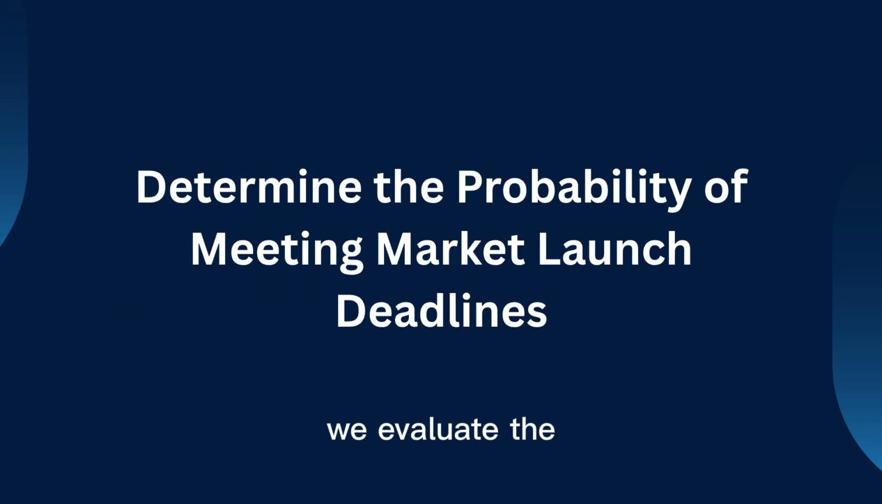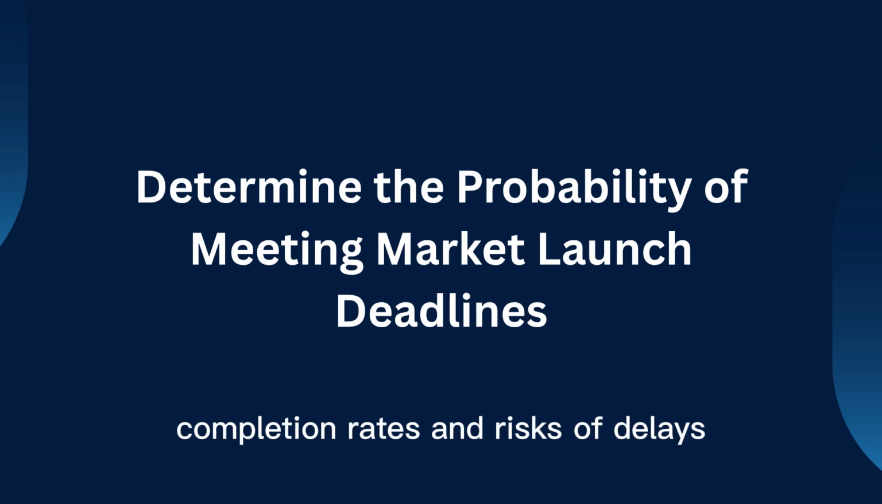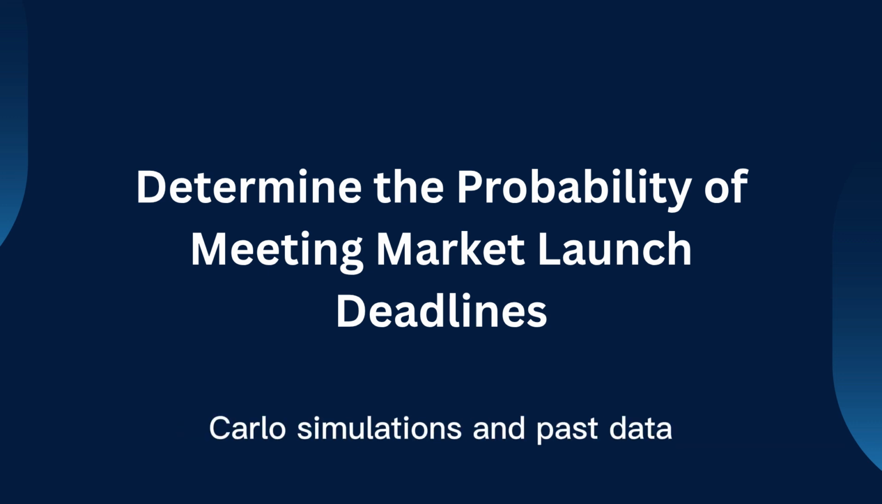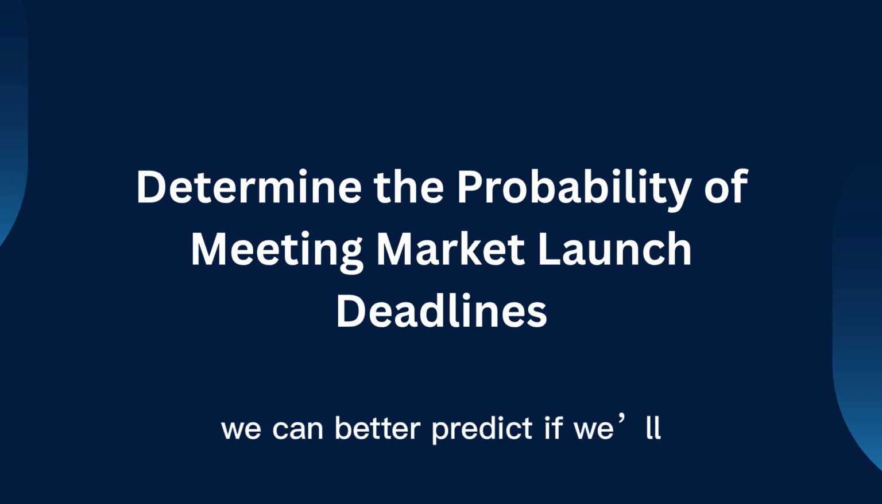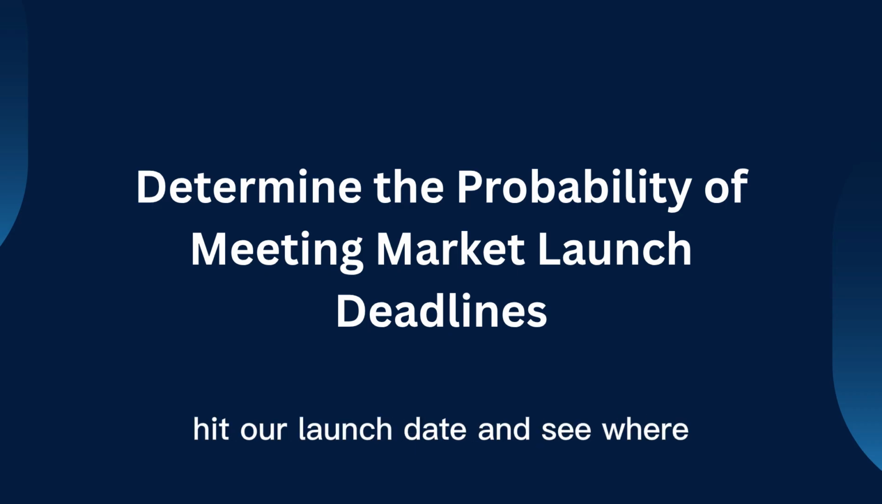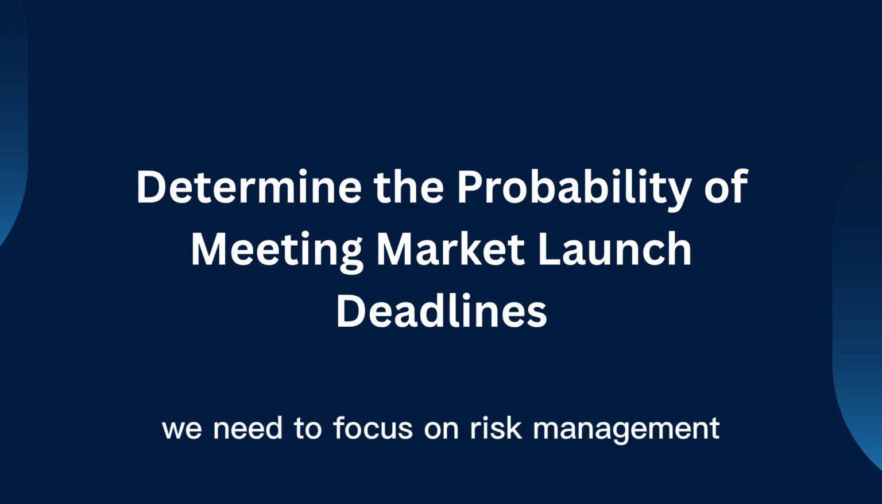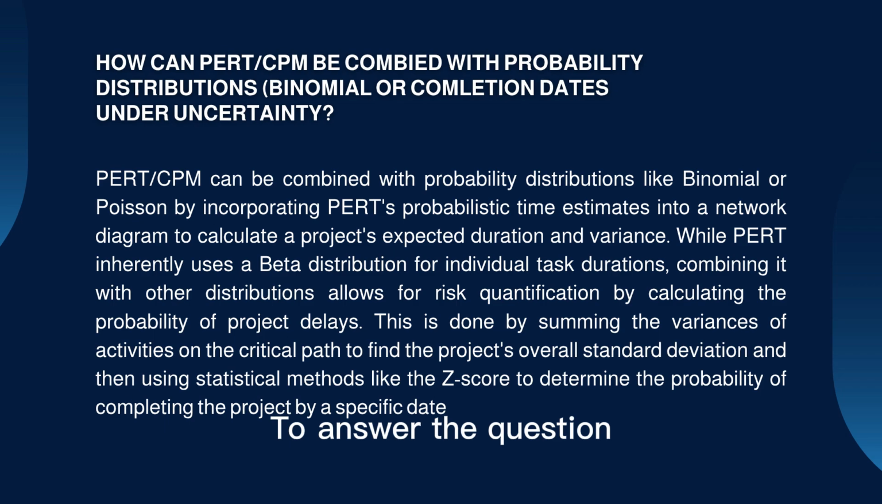In this section, we evaluate the probability of meeting our market launch deadlines using statistical modeling and risk analysis. We looked at key factors like task completion rates and risks of delays. By using Monte Carlo simulations and past data, we can better predict if we'll hit our launch date and see where we need to focus on risk management. To answer the question, how can PERT and CPM be combined with probability distributions, binomial or otherwise, to model completion dates under uncertainty?